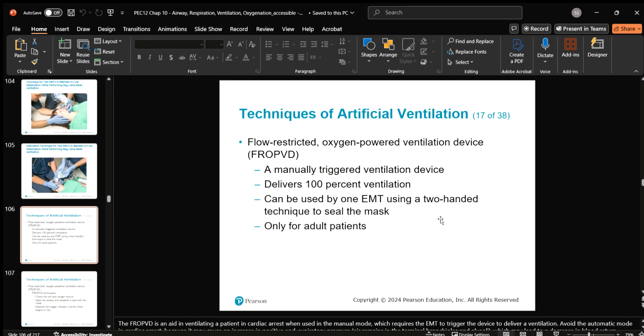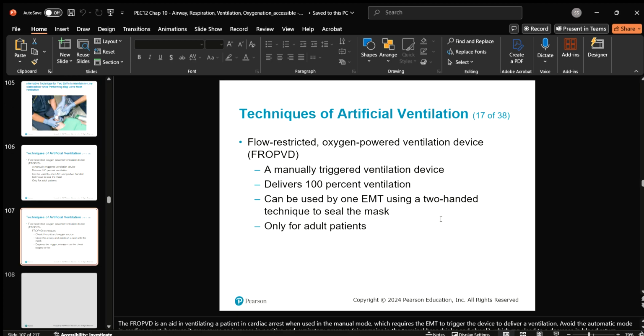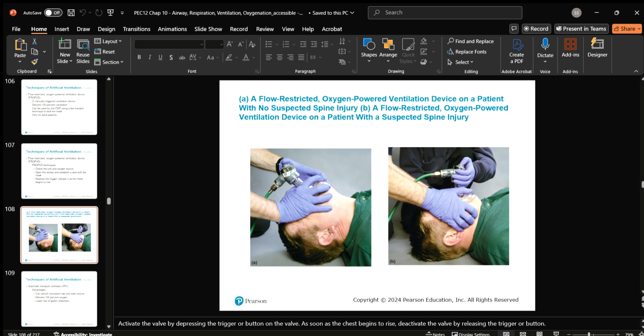A FROPVD. You're probably not going to see this, but it stands for Flow Restricted Oxygen Powered Ventilation Device. You really only want to use it when there is no suspected spinal injury. You can use it if they do have a spinal injury, but it's a lot more difficult because you have to hold their airway open. And how do we hold their airway open if they have a suspected spinal injury? Jaw thrust. So it's a lot more difficult.